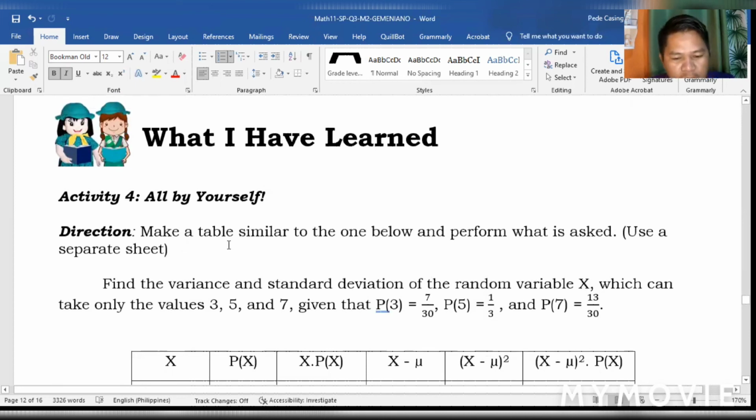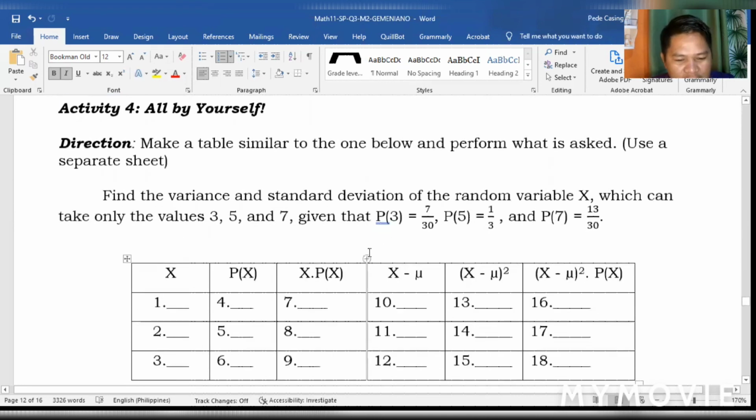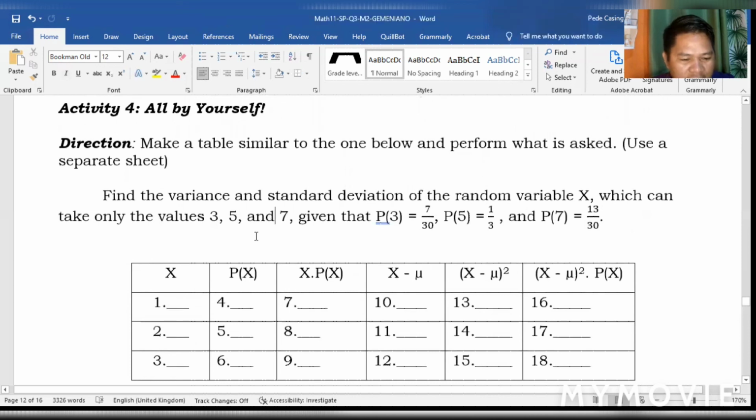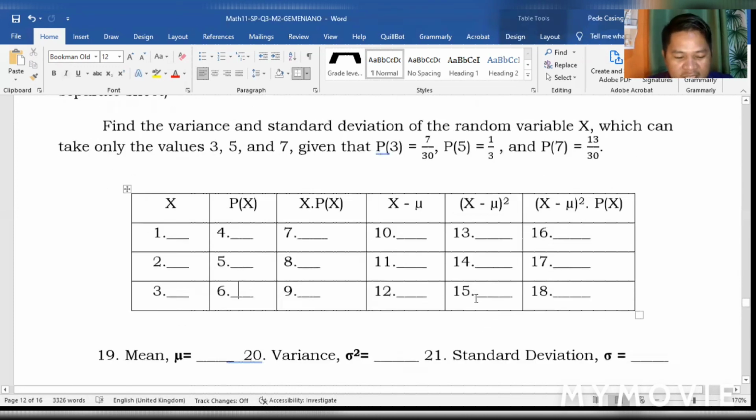Make a table similar to the one below and perform what is asked. So the same procedure lang, ilagay mo lang dito yung x values, merong 3, 5, 7. Tapos yung p of 3, p of 5, p of 7. P of 3 is 7 over 30, so ilagay mo lang dito 7 over 30. Then p of 5 is 1/3. Dito mo ilagay ang 1/3. P of 7 is 13 over 30. Then follow the steps in finding the variance.